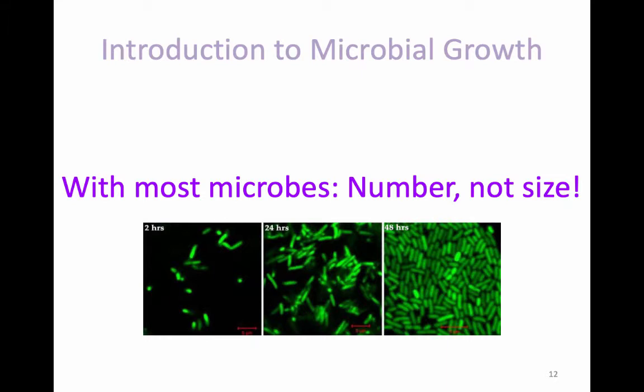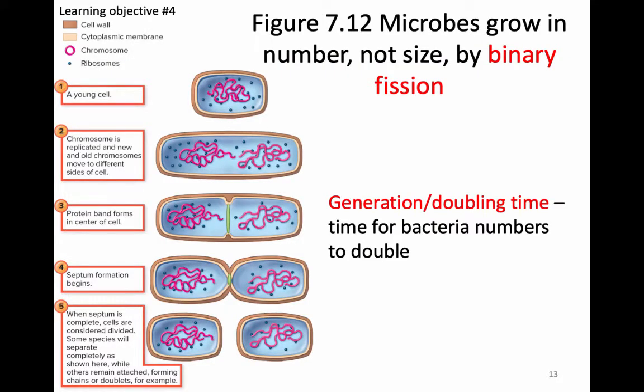With microbe growth, when we talk about a microbe growing, we're discussing the microbe growing in number, not size. So microbe growth would be an increase in the number of microbe cells and not in the size of these microbe cells. So microbes grow by binary fission, which is the way one microbe reproduces and divides into two daughter cells.